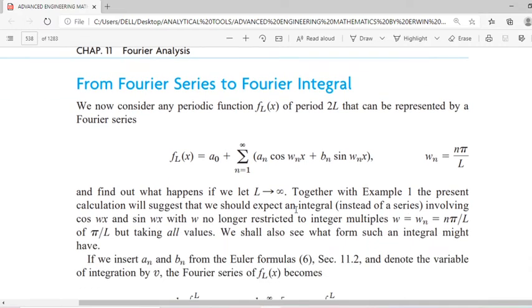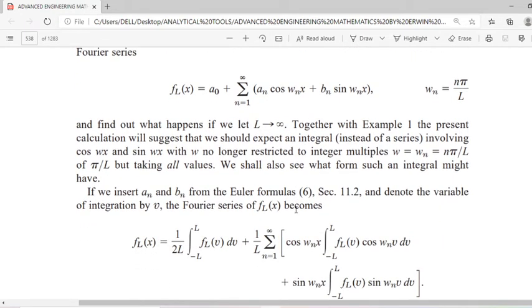So what happens when L tends to infinity in this fL of x? What happens? Yeah, we are checking the behavior of that limit. Okay.